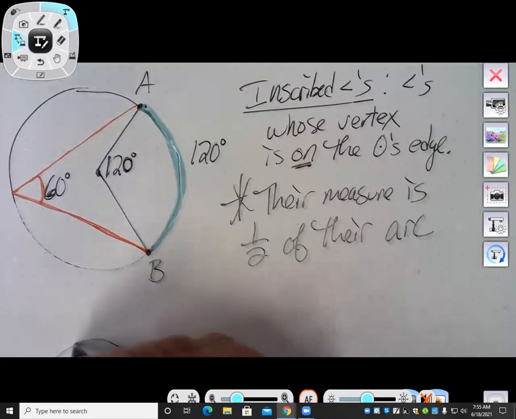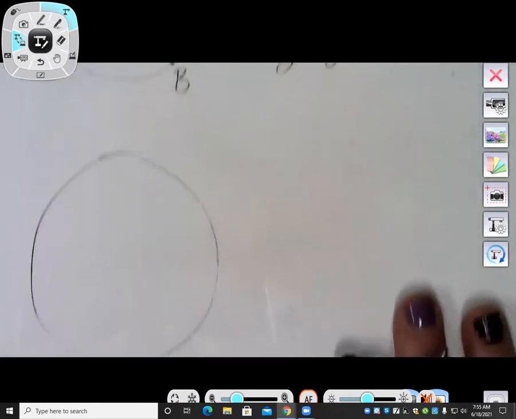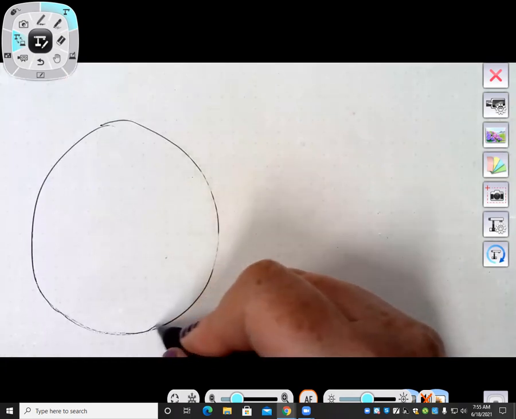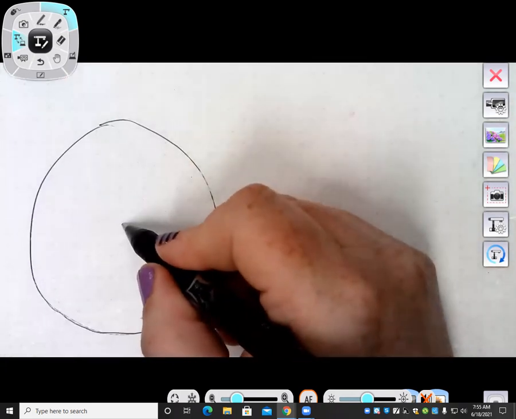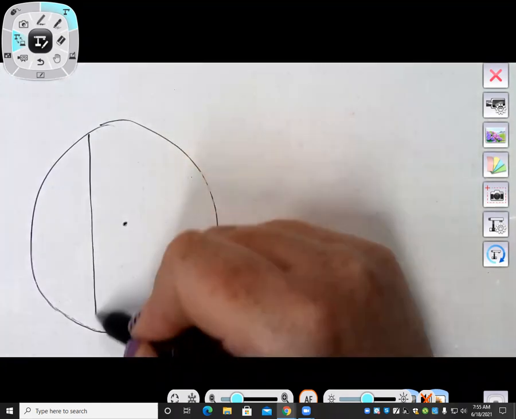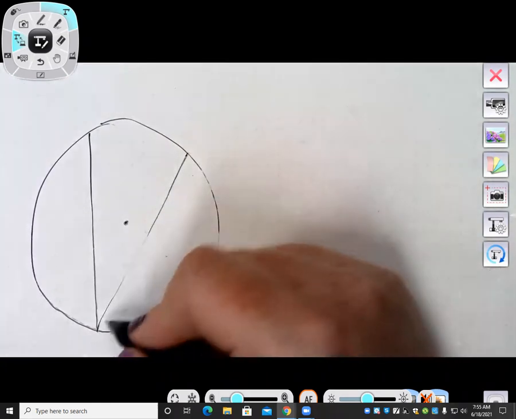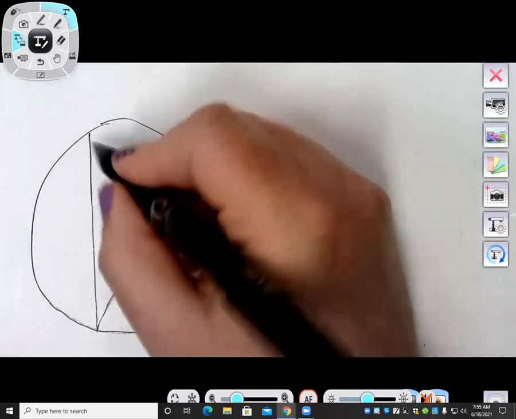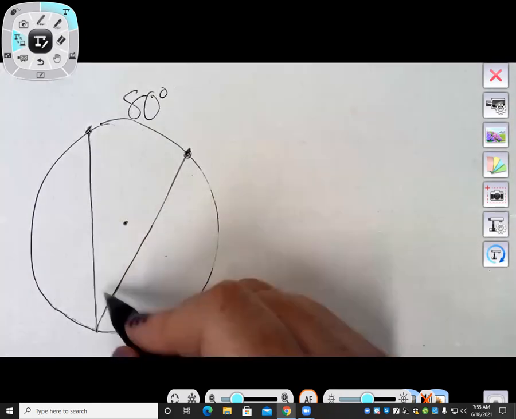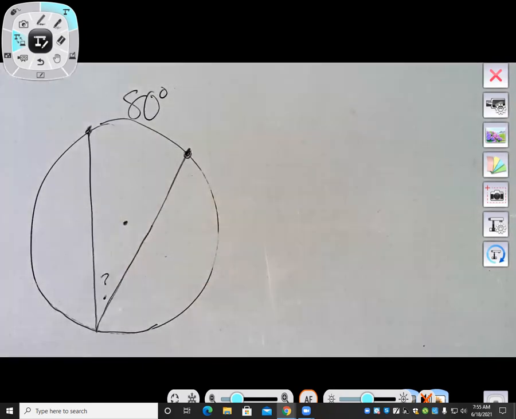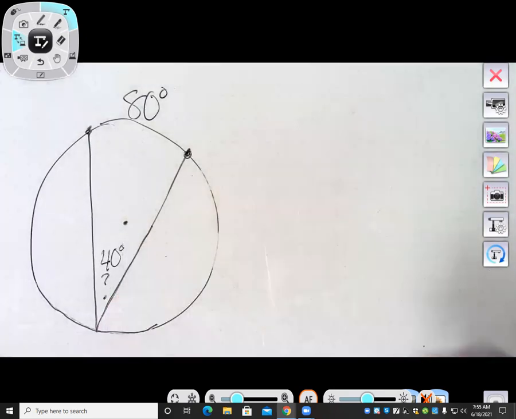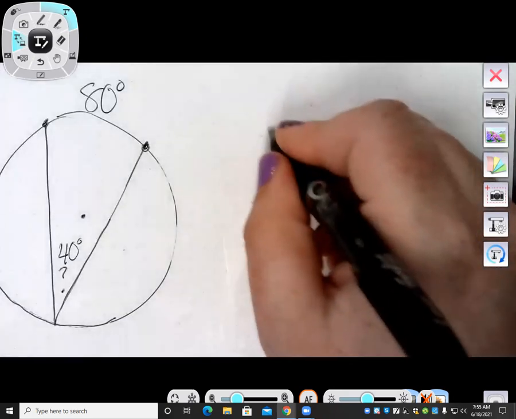I'll try and make them trickier and trickier. Okay, so there's my center point. We'll start with something easy. If this is 80 degrees, what's this? 40. That was too easy. Okay, we're going to step it up a notch. What if I did this?